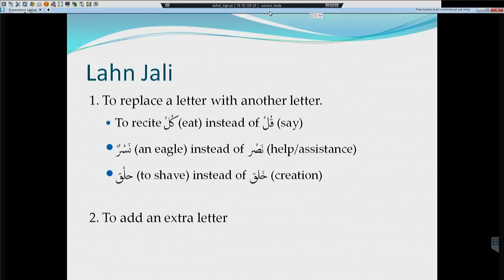The second type of lahn jali is to add an extra letter. When we're reading Surah Fatiha, oftentimes we read Alhamdulillahi Rabbil Alameen, and what happens is we stretch the dal, the dhamma and the dal in Alhamdu. We stretch Lillahi as well. When you stretch it, you're actually adding a letter. You're adding one of the letters of mad. Ya and waw are considered the letters of mad.